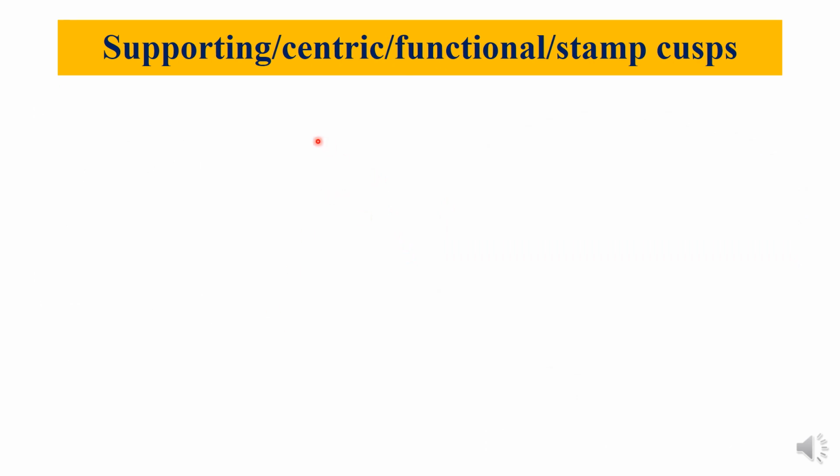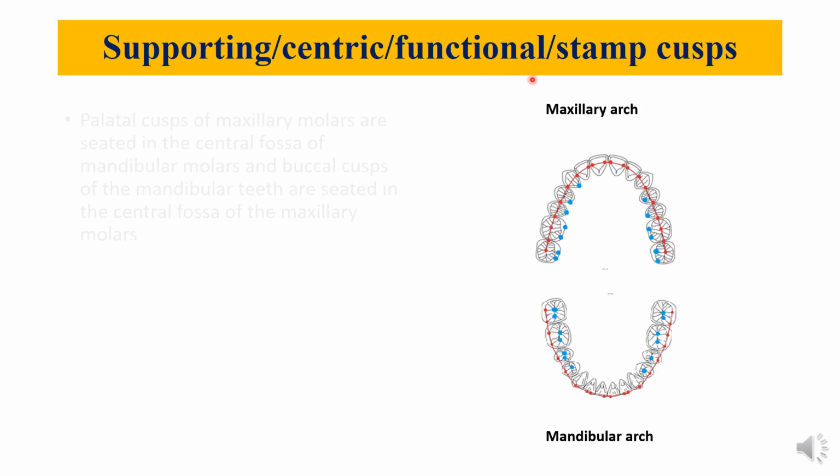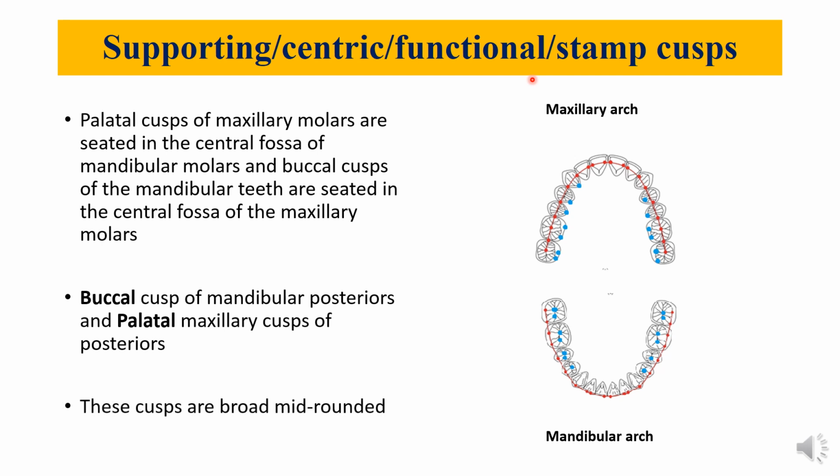So now we will learn about the supporting cusps, also called the centric cusps, functional cusps, or the stamp cusps. Just follow the color coding. In the maxillary arch, the supporting or centric cusp is given by the blue dots. Just follow these blue dots. And in the mandibular arch, the functional cusps are given by the red dots. Now let's see how it falls.